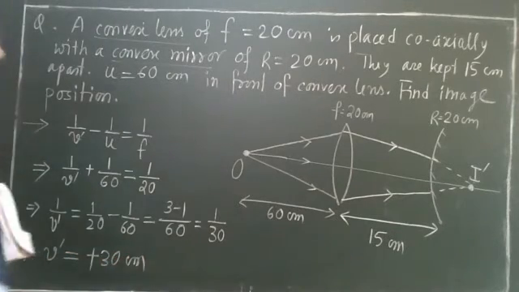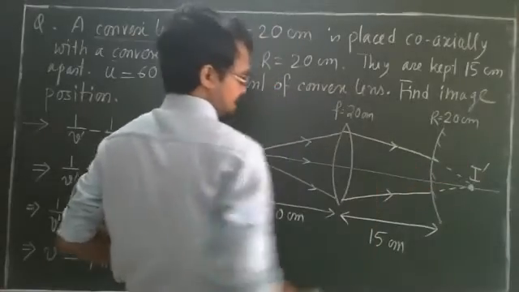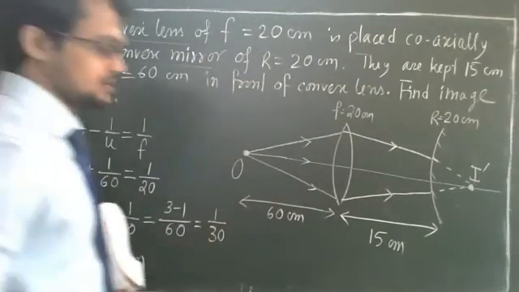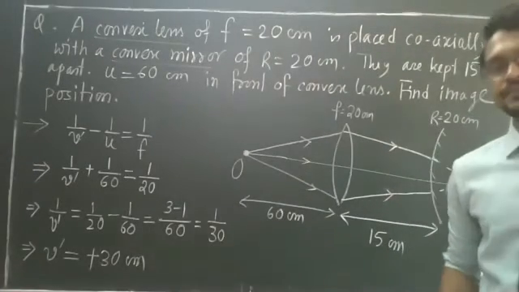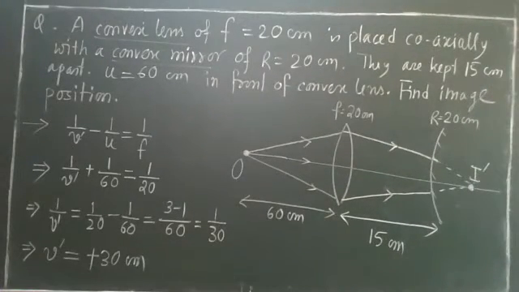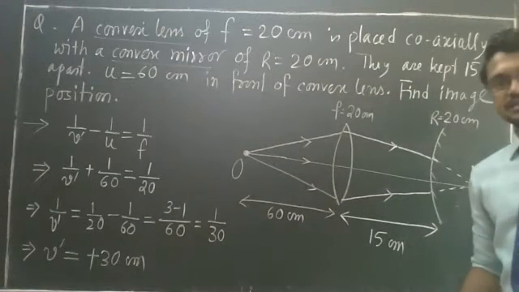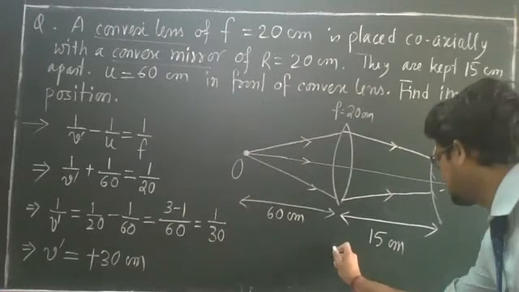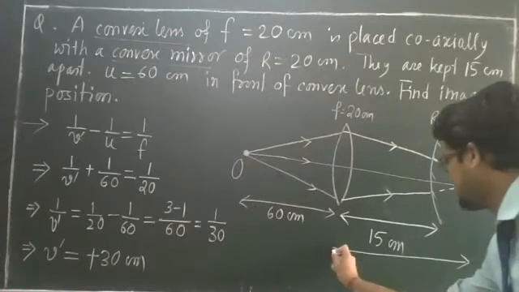Plus 30 means we will get this image I prime on this right side. Are you getting plus 30? Everyone calculate by yourself. Are you getting plus 30? Yes, sir. So this distance is plus 30.